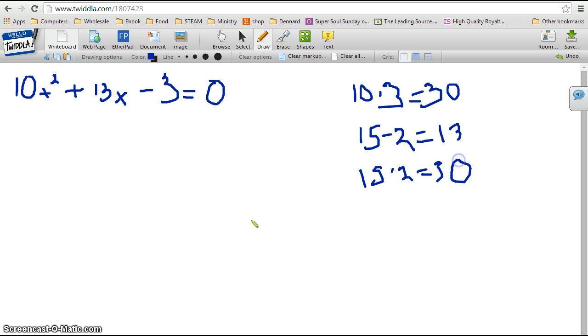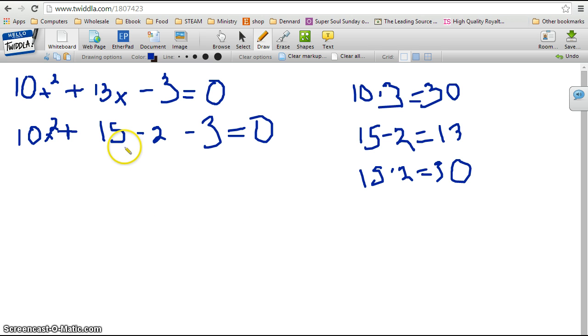All right. So now what I'm going to do is rewrite this equation. 10x squared plus, and I want to break this out, 15 minus 2. I'm going to break this middle number out: 15x minus 2x minus 3 equals 0. Now, 15 minus 2 will give me 13, but I need to make sure I'm bringing down these x's, because 15x minus 2x gives me 13x.